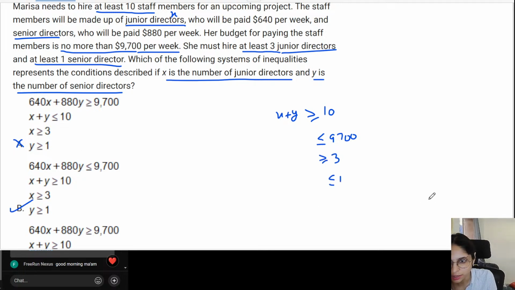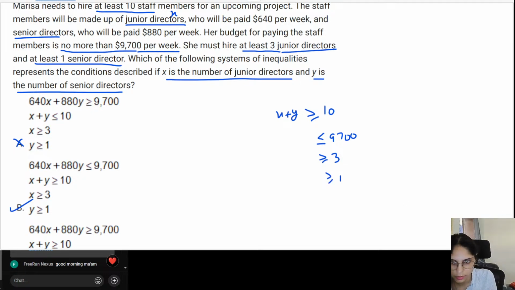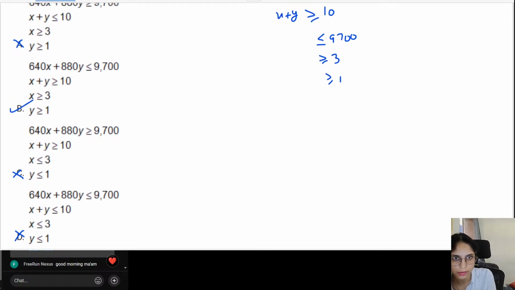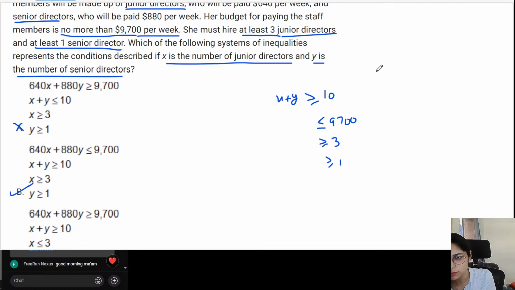Greater than or equal to 3, at least 1. So that is also greater than or equal to 1. So that way also option C is eliminated because you're having less than or equal to 3, less than or equal to 1. So just write those numbers. You don't even need to write everything else. But for the sake of completion, at least 3 junior directors, X is greater than or equal to 3, Y is greater than or equal to 1.